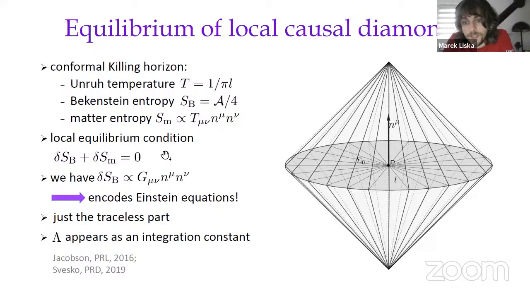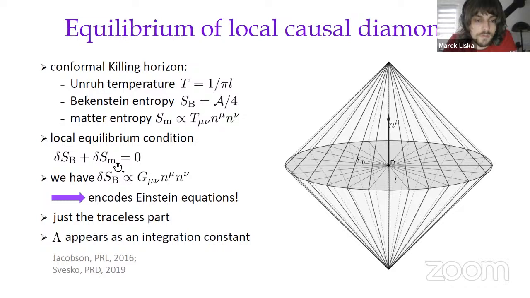We have some matter entropy, and we can now imagine a small change of the causal diamond, either as a variation, or we imagine a physical process with matter crossing the horizon of the causal diamond and the area of the horizon changing correspondingly. And since this diamond appears to be thermodynamically stable, we can assume it to be locally in thermodynamic equilibrium. Then for any small change of entropy, we get that it must cancel out. So we have some small change of the Bekenstein entropy and some small change of the matter entropy, and together they must give us zero.